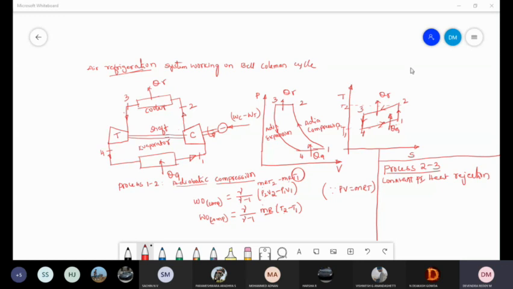What is the use of the condenser? Speak up, whether you know or not. Lavya, tell me what is the use of the compressor? Sorry, condenser.